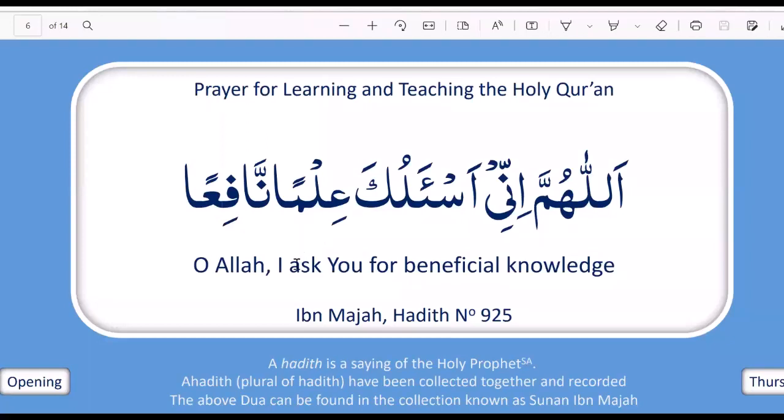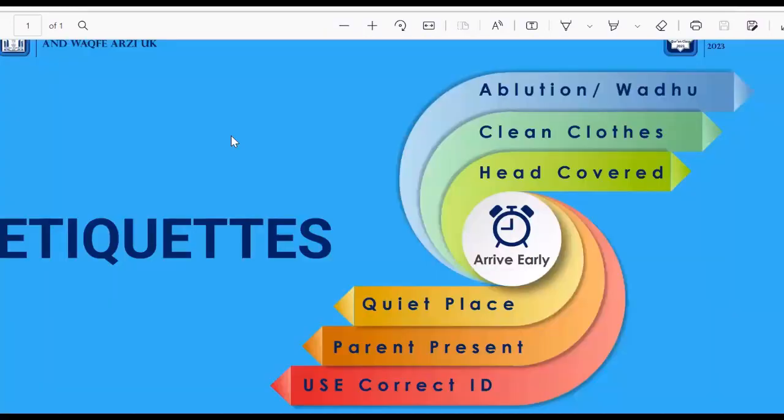Well done. That was very well read. Can you read the translation as well, please? Oh Allah, I ask you for beneficial knowledge. Jazakumullah for participating. So this was our starting prayer. And now we're going to move on to etiquette.